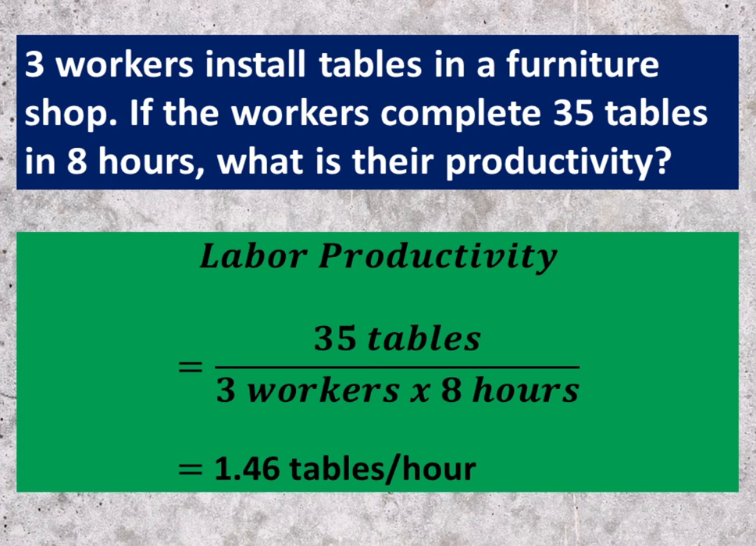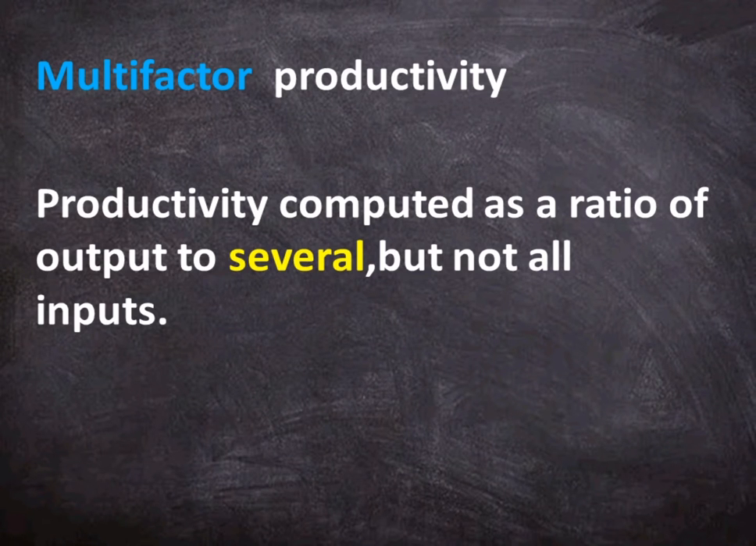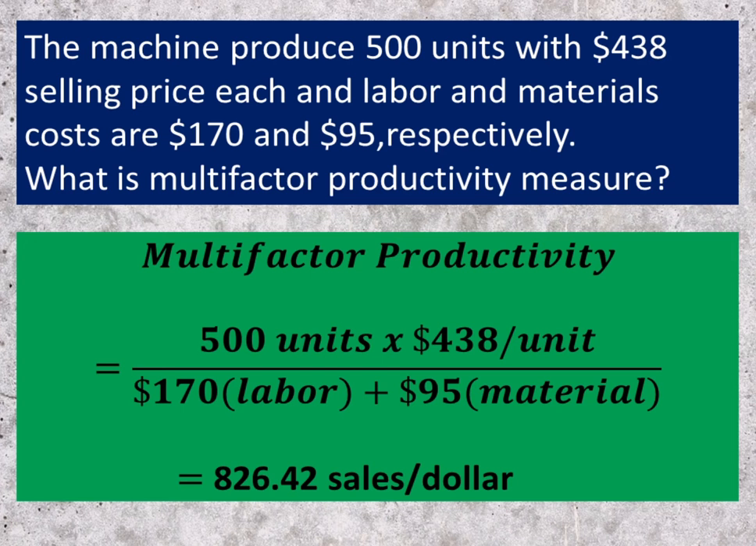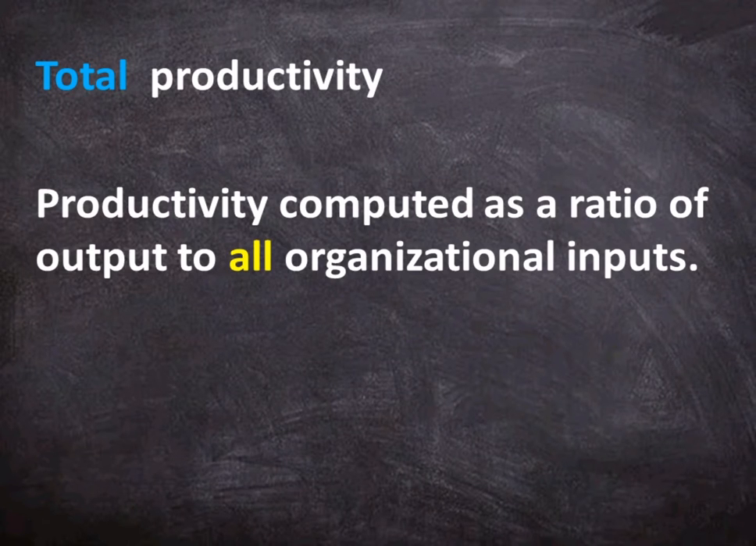per hour. Multi-factor productivity is computed as a ratio of output to several, but not all, inputs. For example, a machine produces 500 units with a $438 selling price. Each in labor and materials costs are $170 and $95, respectively. What is the multi-factor productivity measure? Multi-factor productivity is the ratio of total output value to labor and material cost. The result is 826.42 sales per dollar.